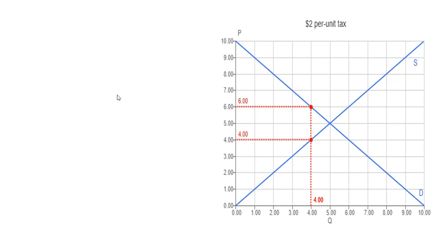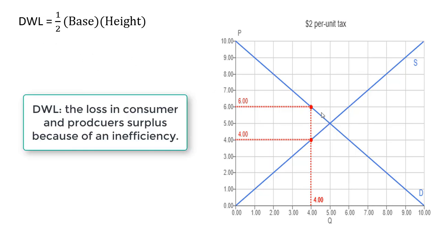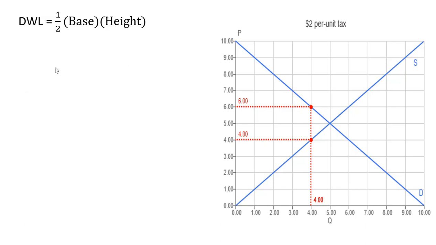From 4 units sold. So the deadweight loss is going to be this triangle, this loss in consumer and producer surplus owing to the tax. Area of a triangle is 1/2 base times height. So the base of the triangle, 5 minus 4, right here, going from this point to this point. And the height of the triangle is 6 minus 4. So doing the math here, the deadweight loss is $1.